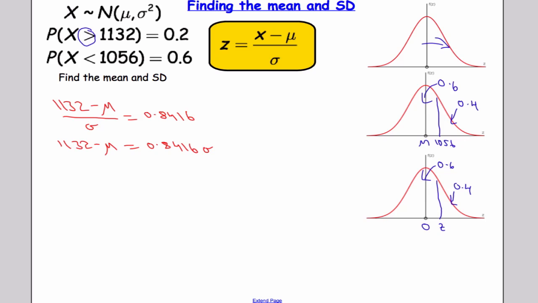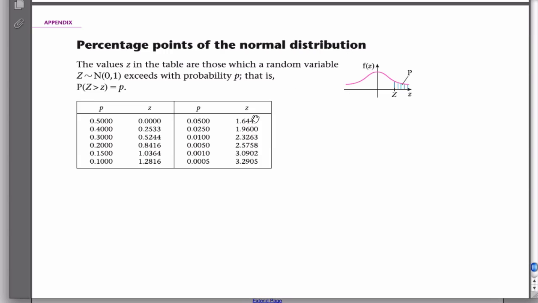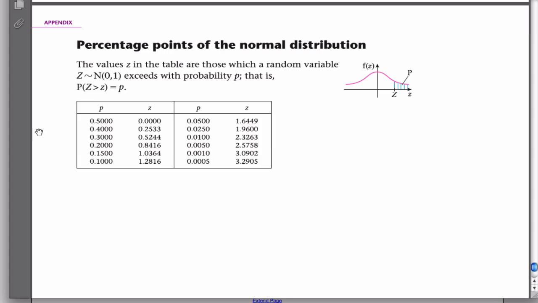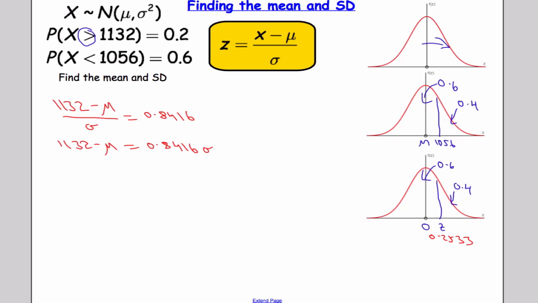Let's go to our table. Is there anything to the right that's 0.4? There is indeed 0.2533. So that's my z value. So the z value is 0.2533. Let's just double check that. Yep, 0.2533.